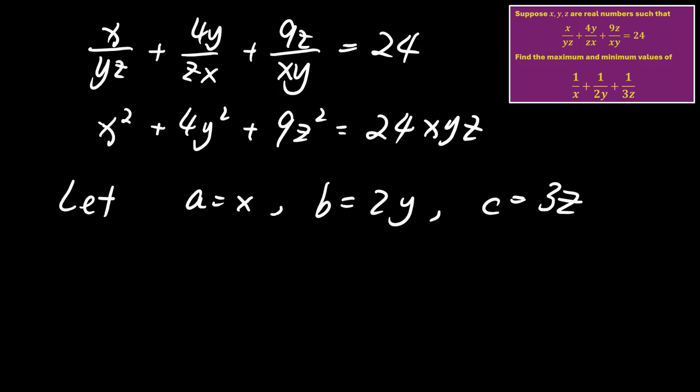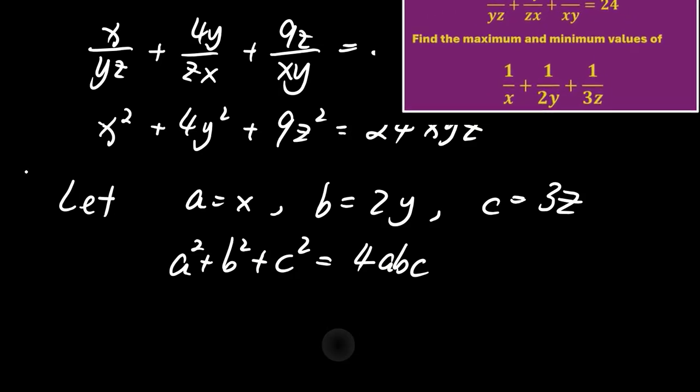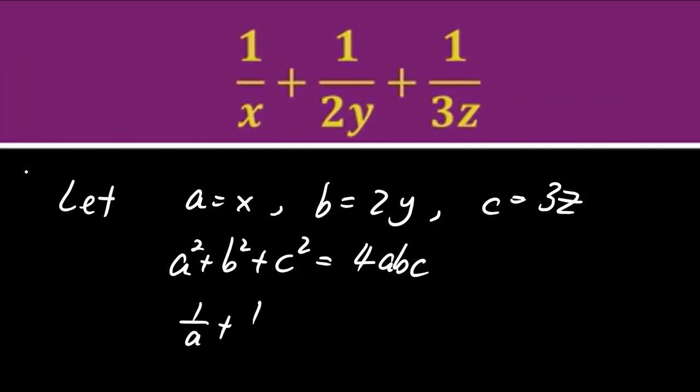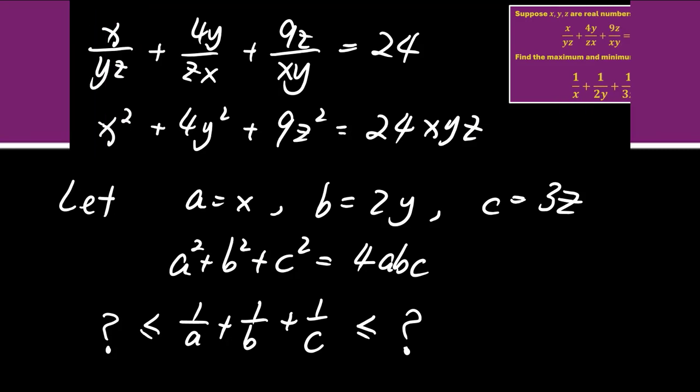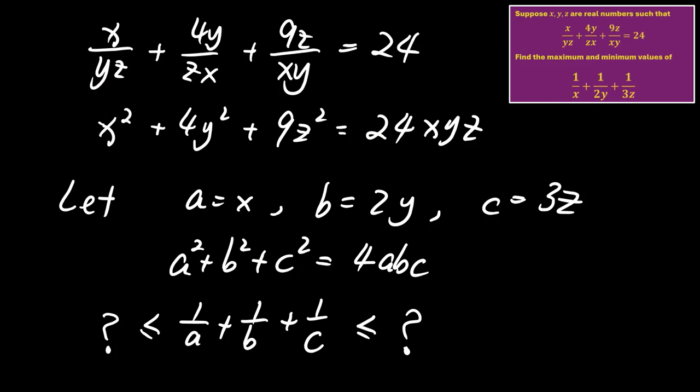So this transforms our question: the condition becomes a squared plus b squared plus c squared equals, note that 24xyz becomes 4abc. The expression 1 over x becomes 1 over a, 1 over 2y becomes 1 over b, and 1 over 3z becomes 1 over c. We want to find the maximum and the minimum. Note that x, y, z are real numbers which can be positive or negative, but definitely x, y, z cannot be 0, meaning that none of a, b, c is 0.